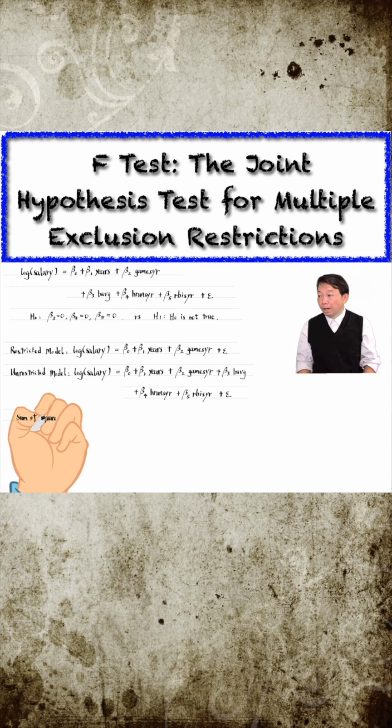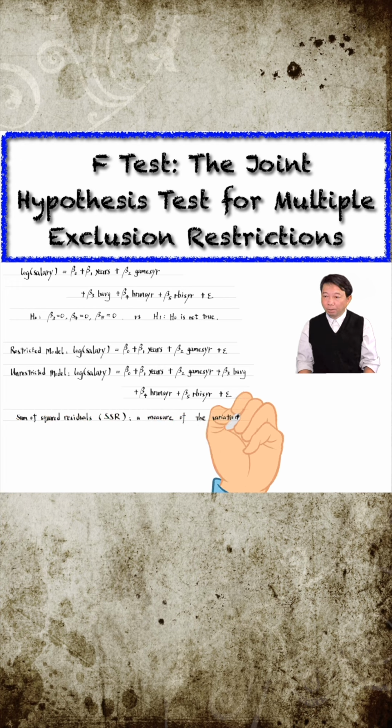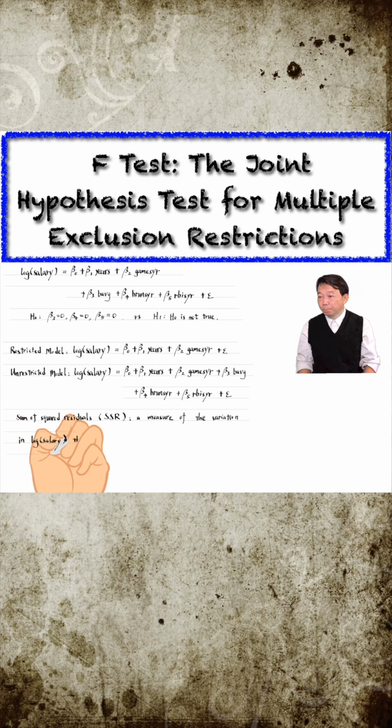The sum of squared residuals is a measure of the variation of the outcome variable that cannot be explained by the explanatory variables in the model. Since the restricted model has fewer explanatory variables than the unrestricted model, the sum of squared residuals in the restricted model must be greater than the sum of squared residuals in the unrestricted model.